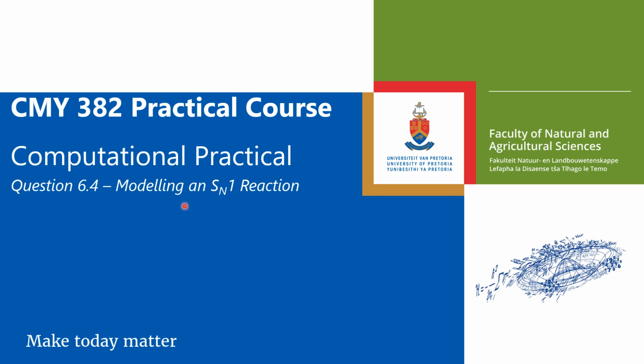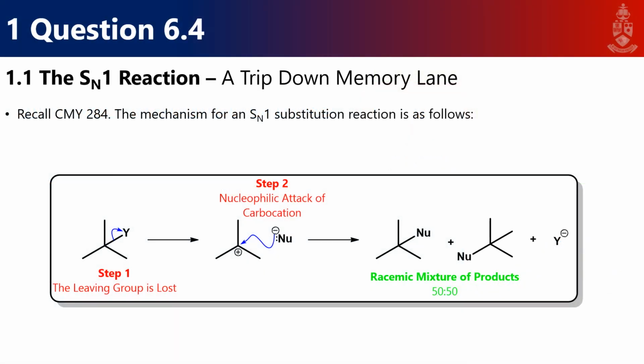Next, you should be looking at the modeling of an SN1 reaction using computational chemistry. So just to refresh your memory a bit from CMY 284, an SN1 reaction, or substitution reaction, entails some sort of carbon backbone connected to a leaving group, Y, and the leaving group leaves.